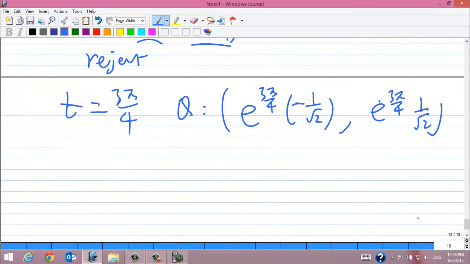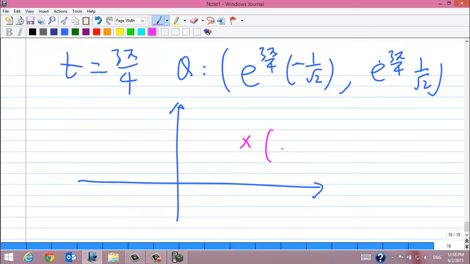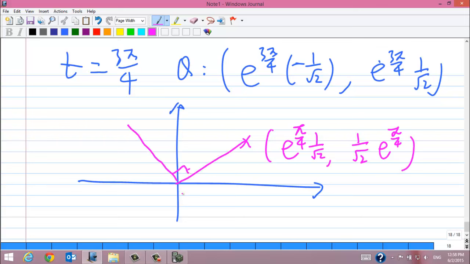Now after that, let's take one more portion: the area of triangle POQ. Let's draw the graph again. Point P is here, which is e power pi over 4 over root 2. Q is somewhere here. This is O, this is P, this is Q. Q is negative 1 over root 2 e power 3 pi over 4, and 1 over root 2 e power 3 pi over 4. So now we know all this.